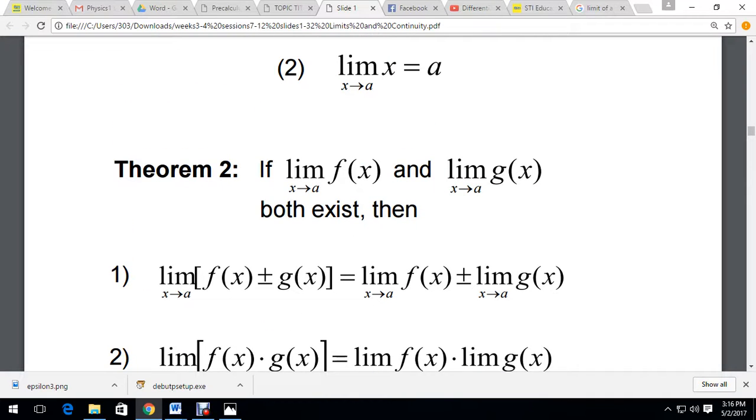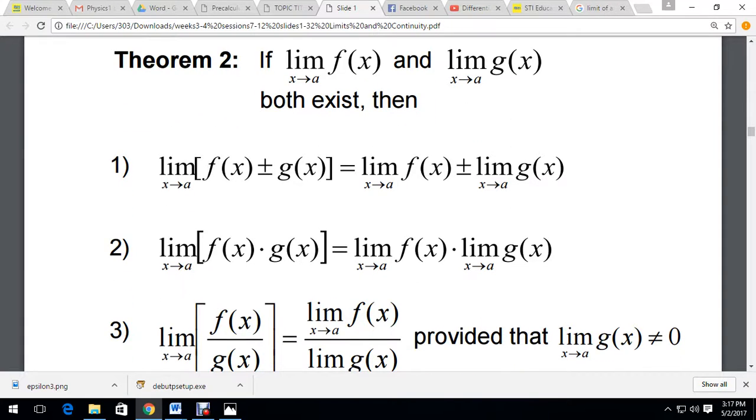Okay, here let's have the second theorem. Given the limit of f of x and the limit of g of x as x approaches a, if both of these two limits exist, then the limit of the sum of the functions is equal to the sum of the limits of the two functions. The limit of the difference between the two functions is equal to the difference of the limits of the two functions.